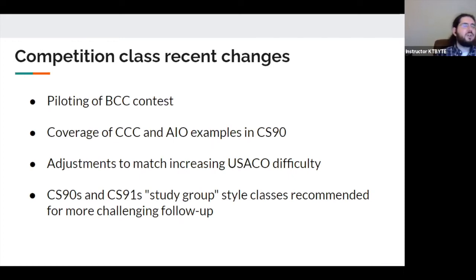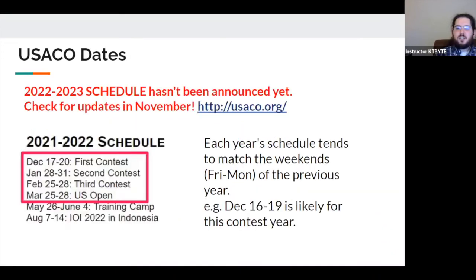And our most recent adjustment would be the study group classes. We didn't used to recommend that everyone, for instance, needed to take 2 semesters of practice for bronze division, but we would definitely recommend that now. So, keep that in mind. I know it's frustrating to hear, oh gosh, I have to do even more practice now, but we want to be well prepared. So that's what we would recommend at this point. Let me go back to the dates here.